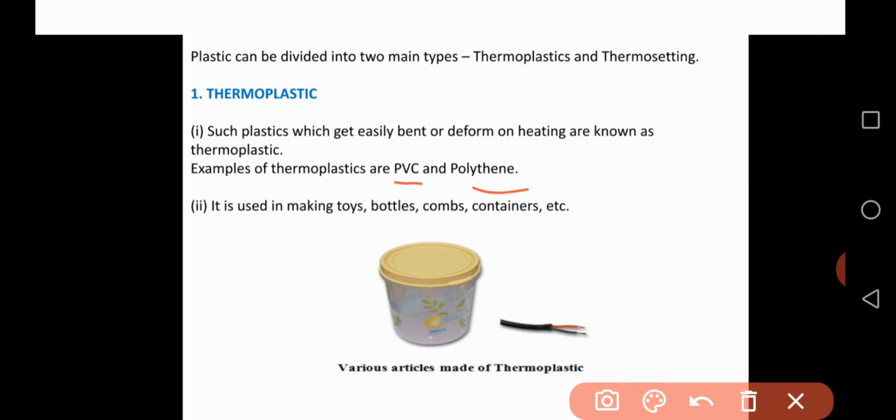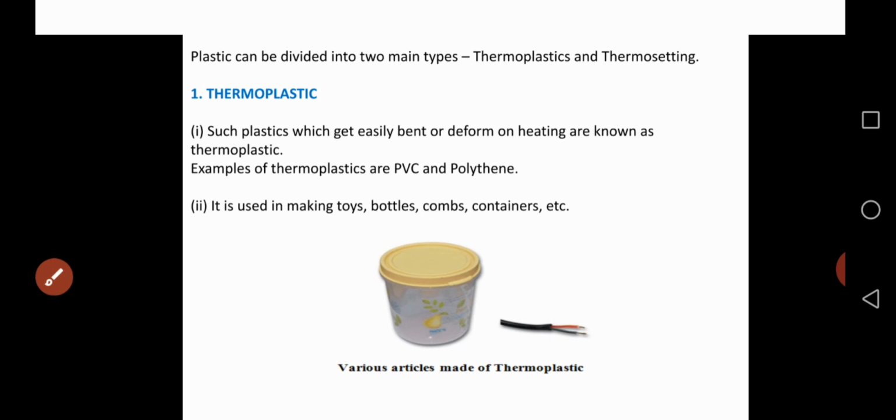We also use thermoplastics in manufacturing many materials like toys, bottles, storage containers, and wires. Combs, containers, and some other materials are made with this very important type of plastic, which we call thermoplastic.